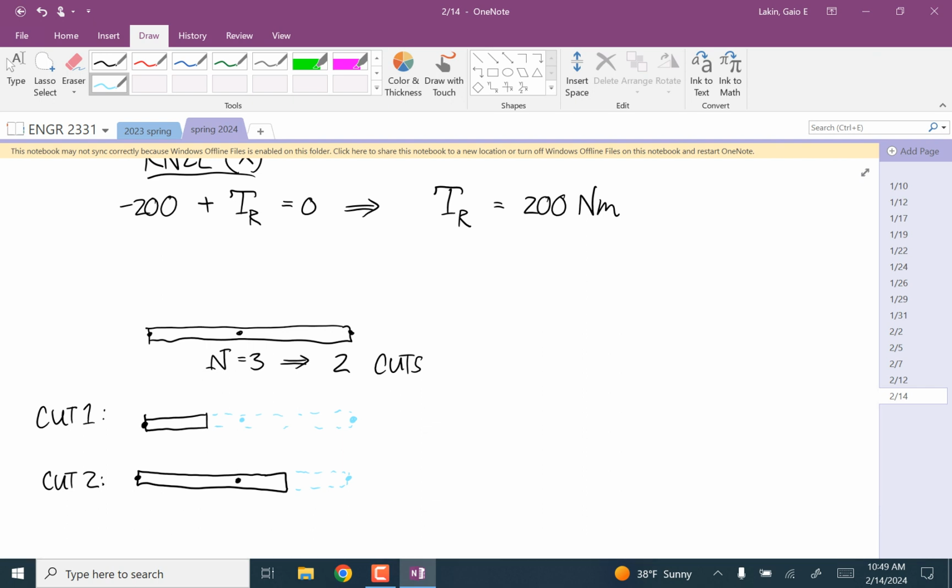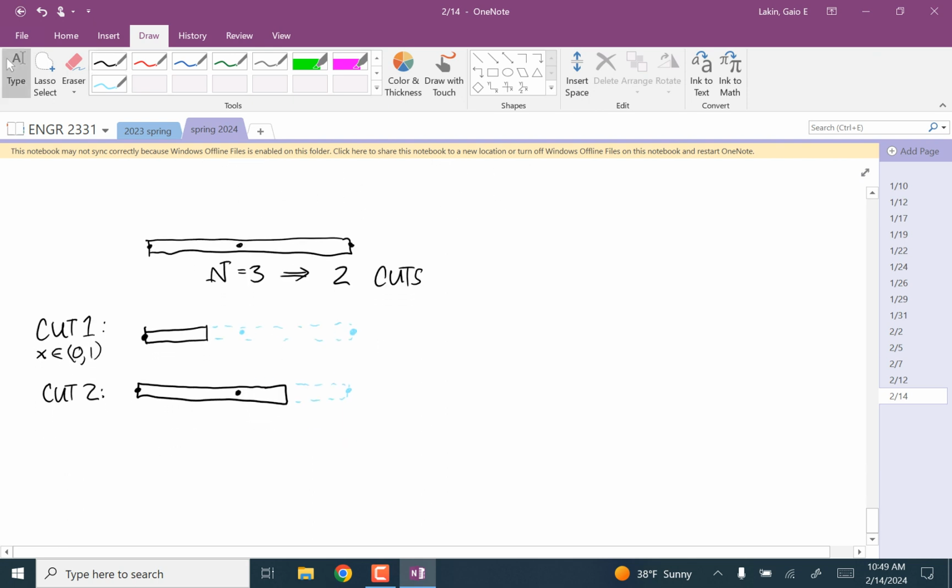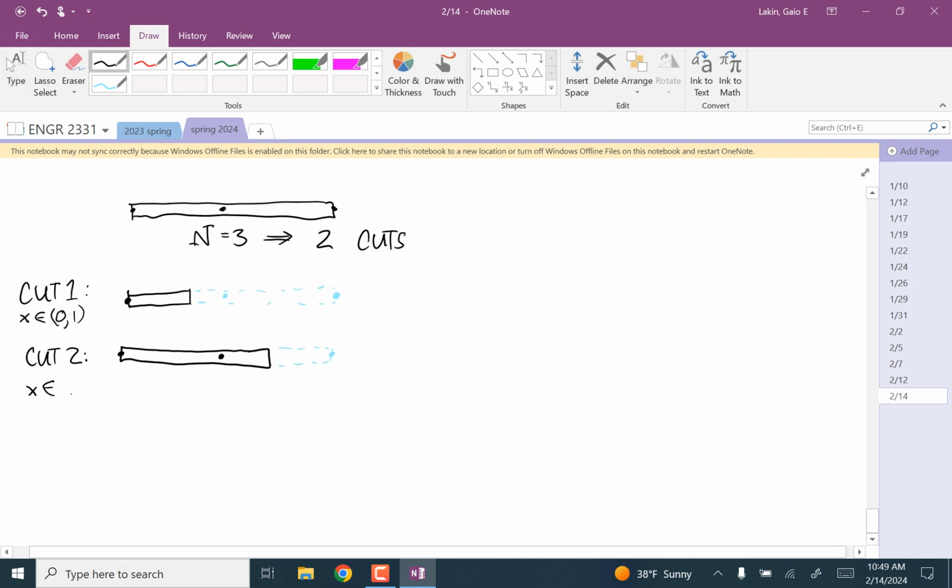Okay. Do you want the distance where that middle point is? Should be 1 meter. So like x from 0 to 1. Yeah. Yep. Right. So cut 1 is going to be x values from 0 to 1. And cut 2 is going to be x values from 1 to 2.